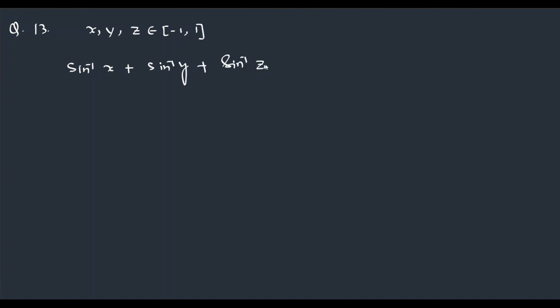Now going for the next question. It is one of the easy questions you can easily solve. Question number 13. x, y and z, these three numbers belong to -1 to +1, and sine inverse x plus sine inverse y plus sine inverse z is given as minus 3 pi by 2. Now we have to calculate what is x square, y square, z square divided by 3. This is the value we have to find.